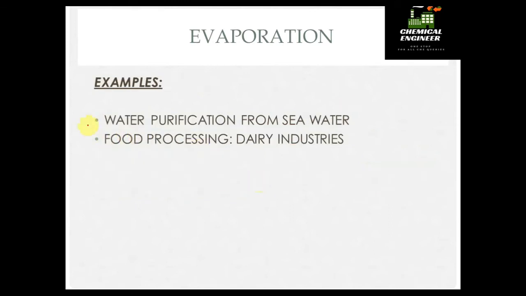The best example of evaporation in industries is the purification of seawater. Another example is in the milk industries, where we evaporate the milk to make milk powder. So this is the second example of evaporation in industries.